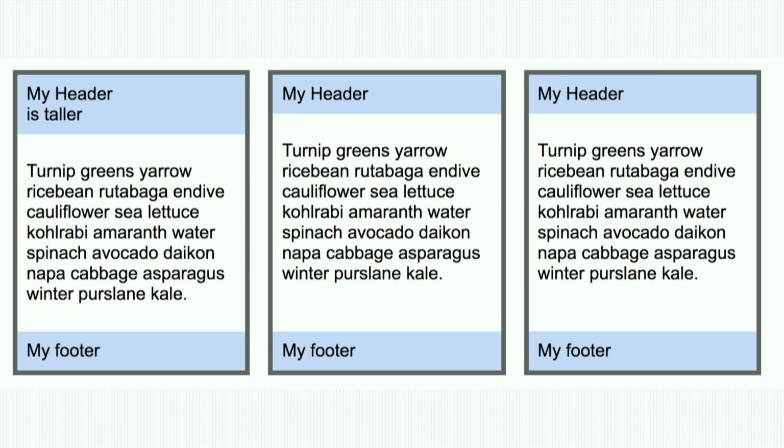Now, we can't do that at the moment, but subgrid, which is in level 2, will let us do that. It will let us say, actually, I would like this internal card to use the grid that is defined on the parent. And that's going to be incredibly powerful. It will let us do things like have a 12-column grid system where not only the direct children sit on that grid, but things inside can also line up with the same column tracks. That's going to be there for us to use.